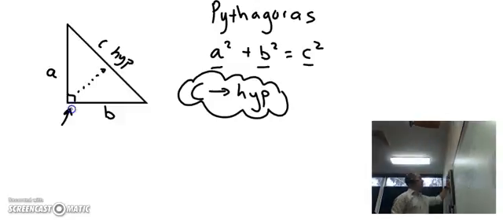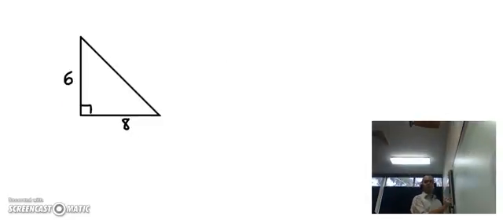So let's have a look at an example. If I have a triangle that is 6, 8, and I have to find the other side, let's call it X, or C if that's what you want to do. So here, we've got side A and B. Doesn't matter if it's B and A, doesn't have an impact on the result.